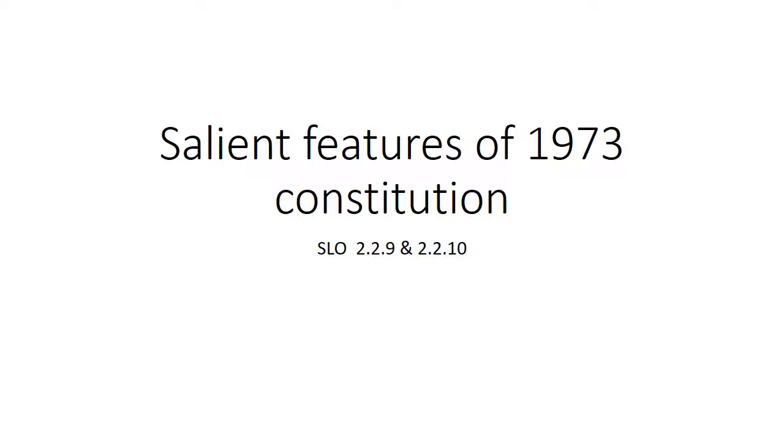The Constitution of 1973 is the current constitution of Pakistan. This constitution was adopted on 12th of April 1973 and it was enforced on 14th of August 1973. Today we are going to study the salient features of the Constitution of 1973. Guys, it is not only important from your examination point of view, but also because this is the current Constitution of Pakistan.